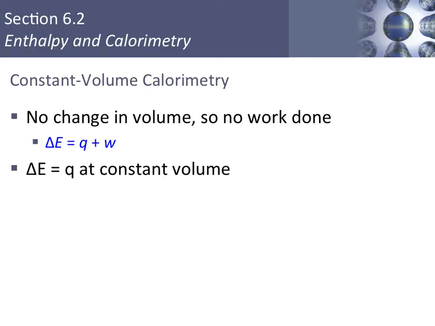So in constant volume calorimetry, there's no change in volume, so no work is done. Work is negative P delta V, and if there is no delta V, no change in volume, then work equals 0. And then the change in energy will equal Q as long as the volume is constant in your calorimetry experiment.